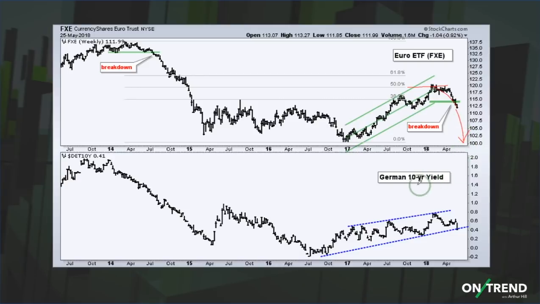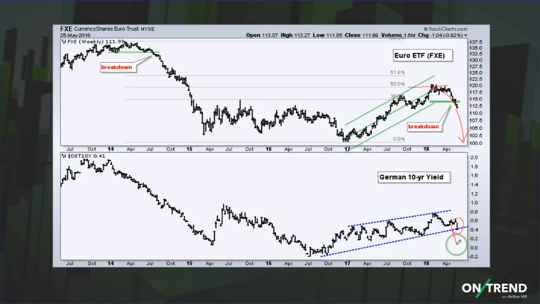The indicator window shows the German 10-year yield. And we can see that we had a very sharp decline last week, and we've just broken that trend line. That's a rising wedge, so it looks like yields are heading down.